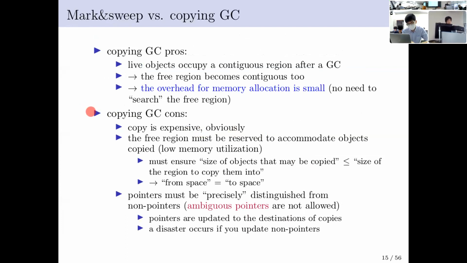But there are some disadvantages. One is that the copying operation is obviously expensive. Compare this to just marking an object as visited, which is essentially setting a single bit somewhere in the memory. But copying garbage collection needs to copy the entire object, which is much more expensive than just marking the object as visited.